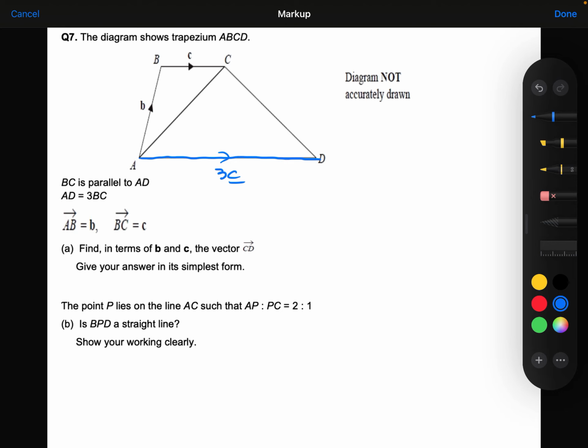Part A: find in terms of b and c the vector C to D. So we need to find C to D, which looks like that. I know that's going to be the same as C to B plus B to A plus A to D.